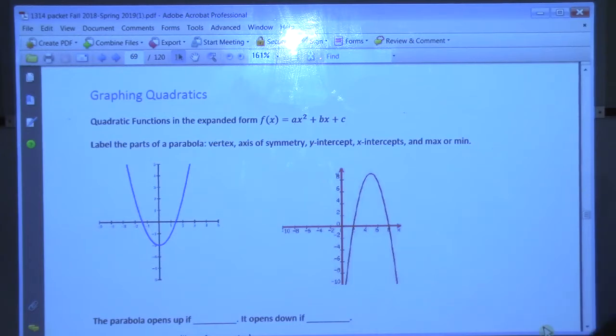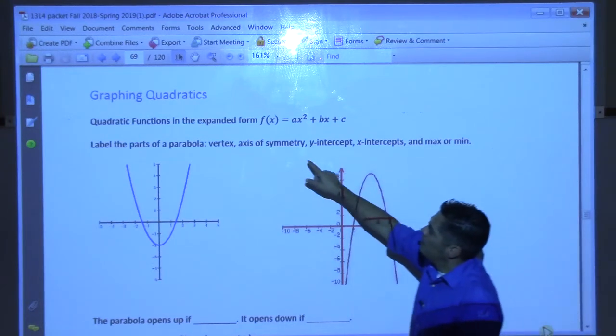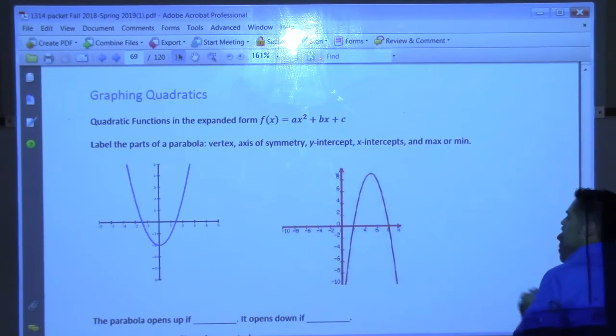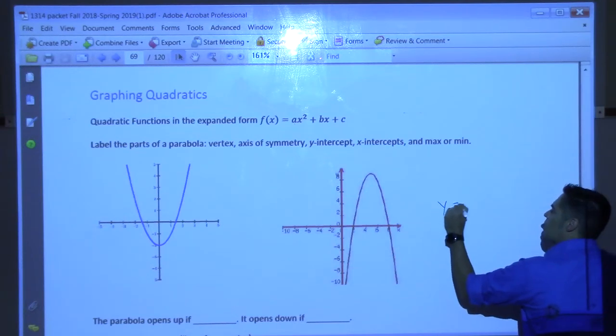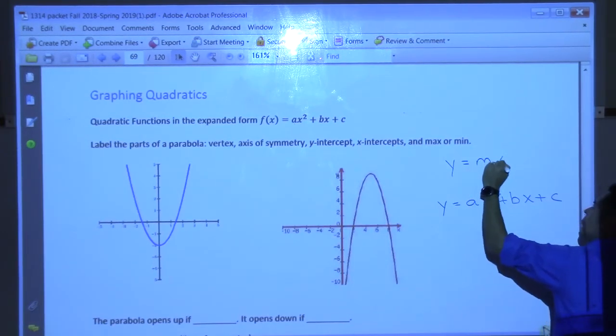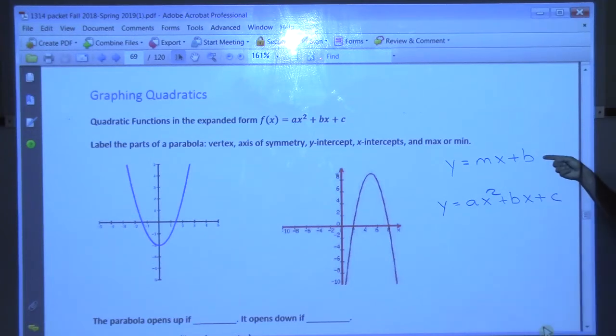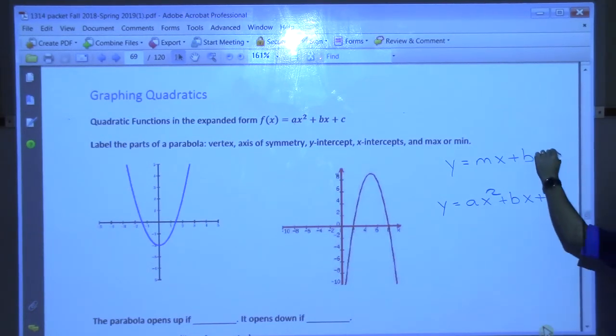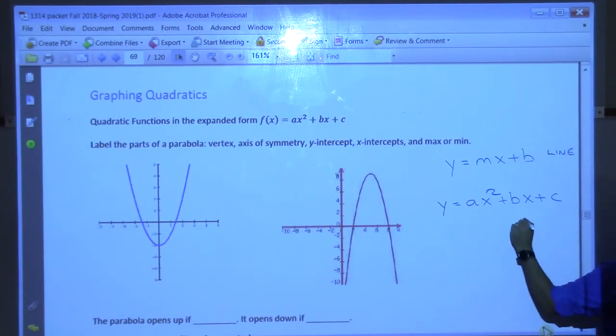So do you remember when we threw that thing around the room? Okay, we were talking about if you take a quadratic function. So notice the way we have that written. Instead of writing y equals ax squared plus bx plus c, right? So compare that to this. Do we all know what this is when we graph it? What is that? That's a line, okay? Y equals mx plus b is a line. So what we're going to look at now is y equals ax squared plus bx plus c. This right here is what we call a parabola.